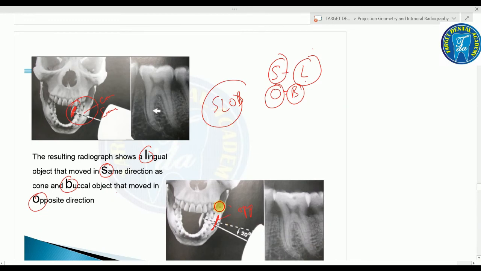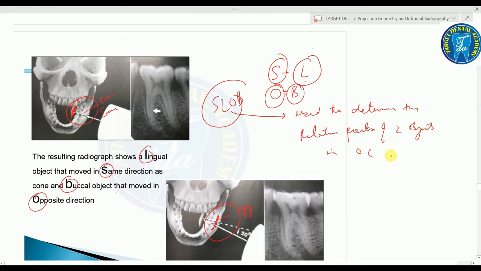Same lingual, opposite buccal. So slope is a method which is used to determine the relative position of two objects in the oral cavity by using projectional dental radiographs.